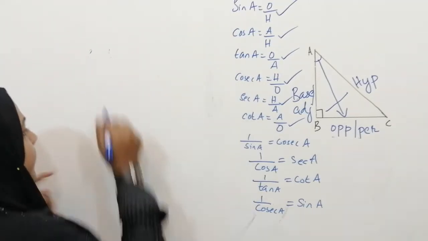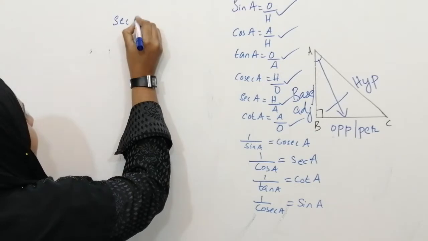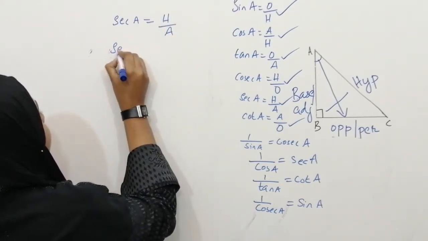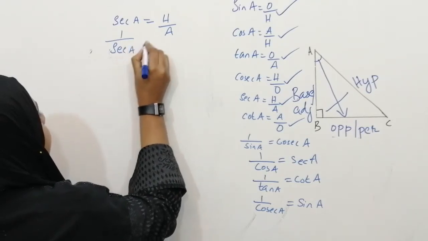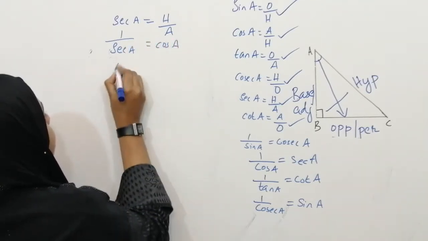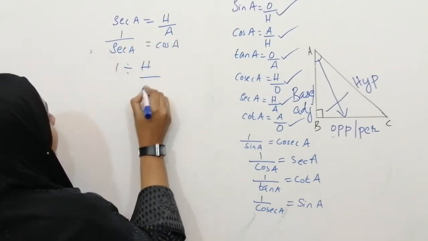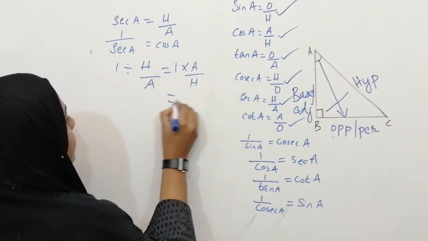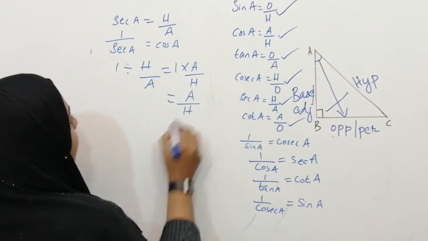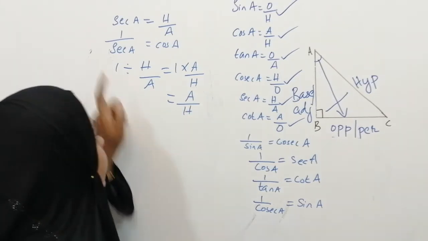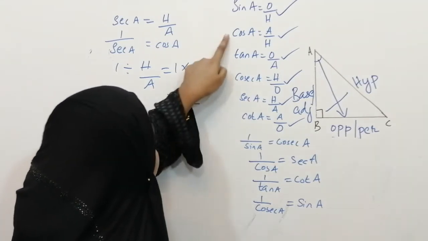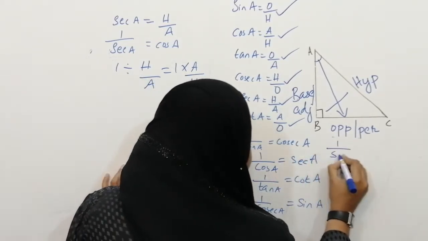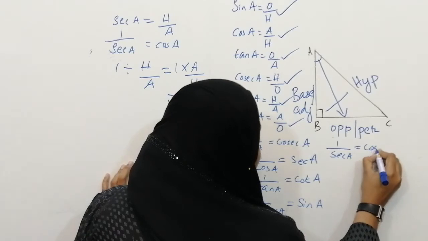Similarly, we can do sec A is equal to hypotenuse to adjacent. So we can write 1 by sec A is equal to cos A, that is 1 divided by hypotenuse to adjacent, that is 1 into adjacent to hypotenuse, that is adjacent by hypotenuse. So here you can see sec A is the reciprocal of cos A. So here we can write 1 by sec A is equal to cos A.